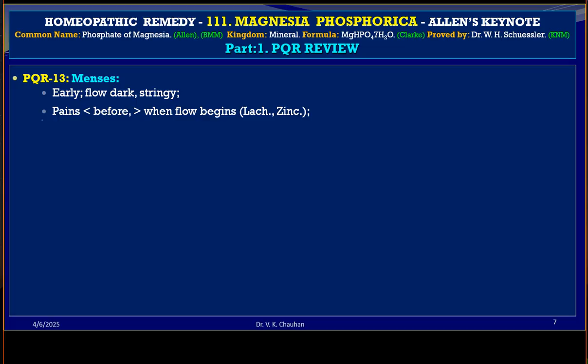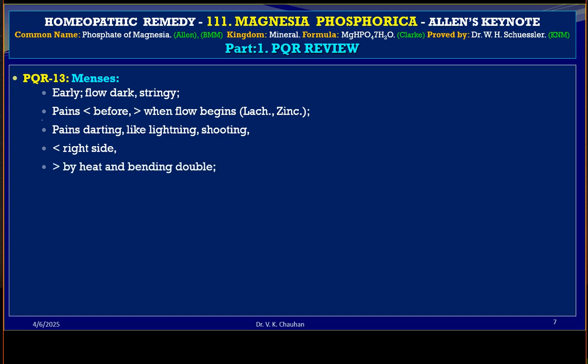Primary dysmenorrhea is with the onset of menses, the pain is there. There is a spasmodic pain with the prostaglandin which is secreted, which causes constriction. But here it is a congestive pain. The pelvic viscera are congested before the onset of menses. So before menses there is a pain and it is relieved when the flow begins. The character of pains is darting like lightning and shooting. It is worse on the right side and better by heat and bending double.